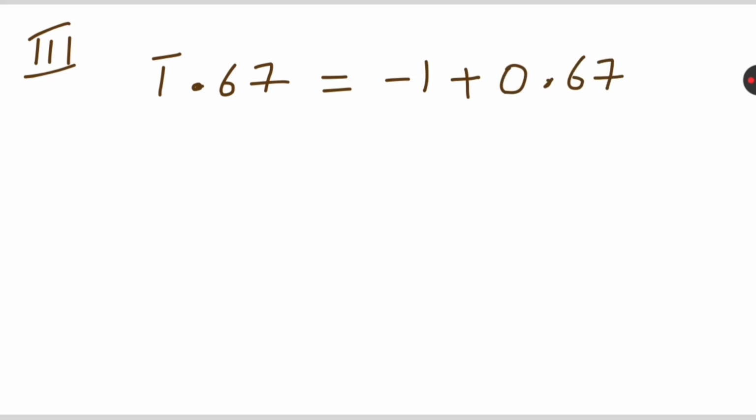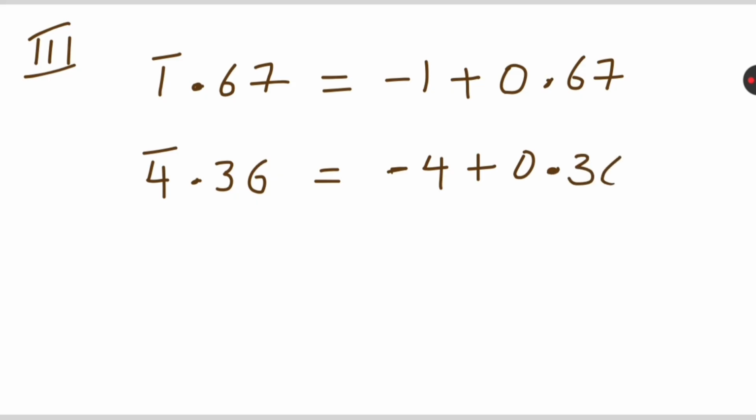Let's take one more. Suppose you have 4 bar 0.36. How can you write? If we have a bar before the decimal point, you have to take this as -4, plus the remaining decimal part, you just represent like this. Let's go and see how to solve the questions of this type of recurring decimals.